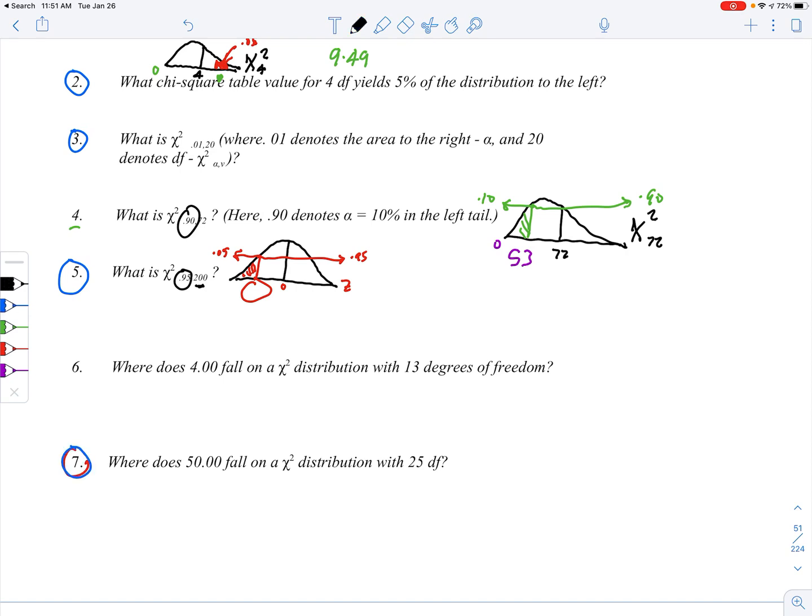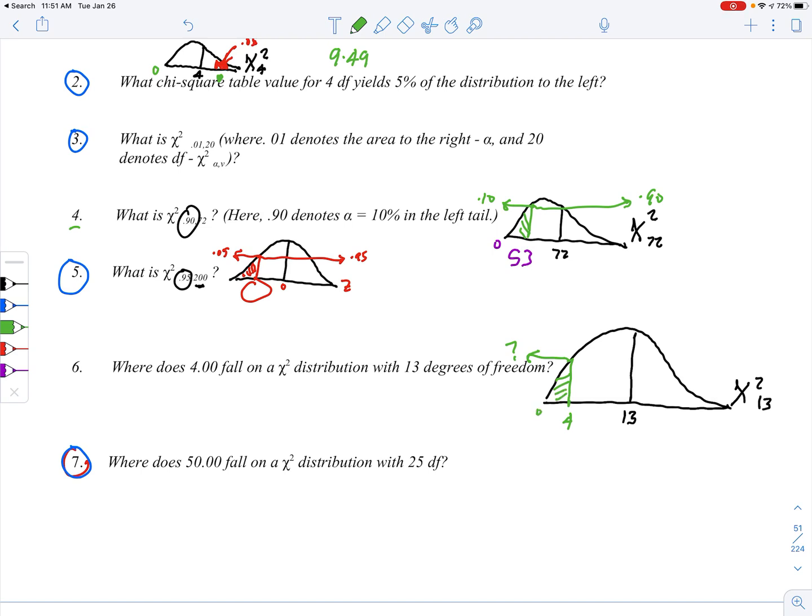So let's take a look at number 6. Where does 4 fall on a chi-square distribution with 13 degrees of freedom? This really is a p-value kind of problem here. So here's a chi-square distribution, 13 degrees of freedom, and we're looking at 4 right here. So we want to figure out what is this area here. It's really just the p-value.